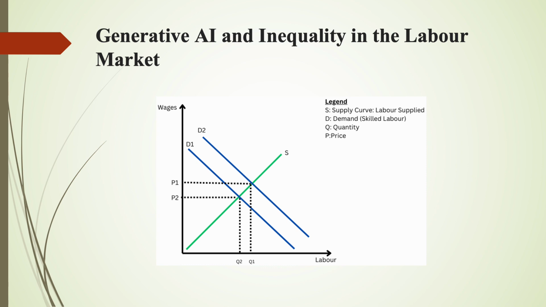On a second scenario, generative AI increases inequality. AI disproportionately benefits high-skilled workers, widening the wage gap between high and low-skilled workers. On the diagram, supply curve represents labor supply, demand curve, D1 for low-skilled, D2 for high-skilled. Increased demand for high-skilled, unchanged for low-skilled.